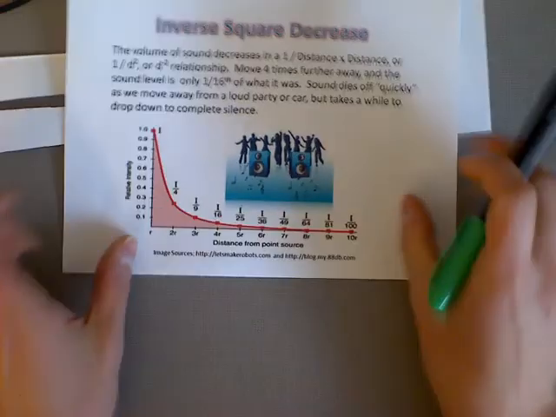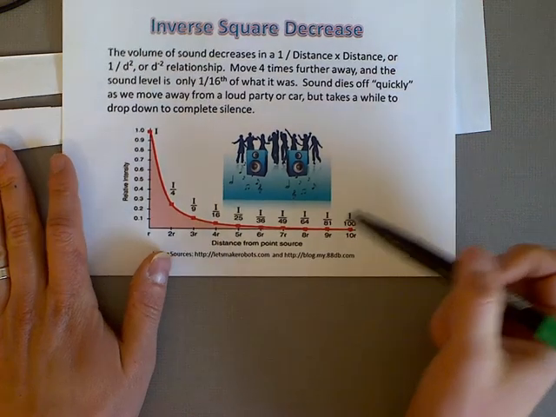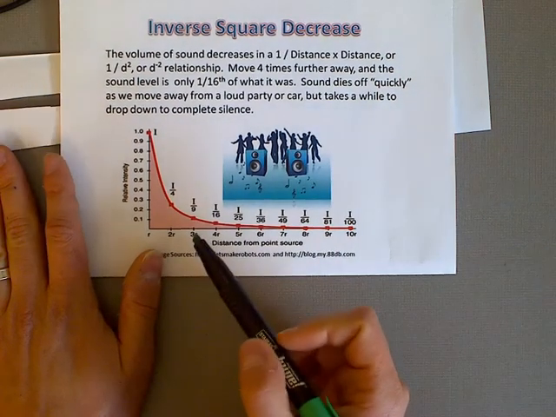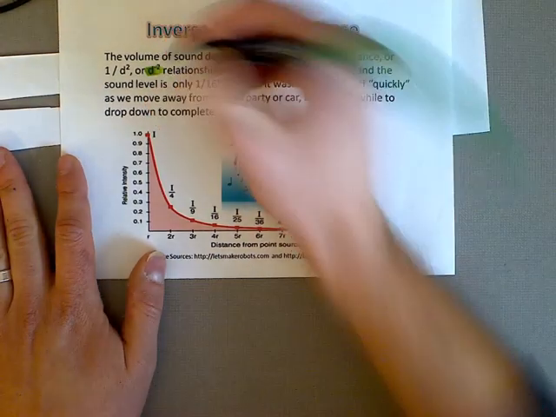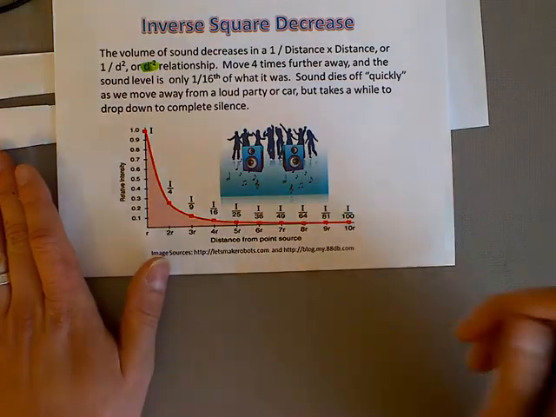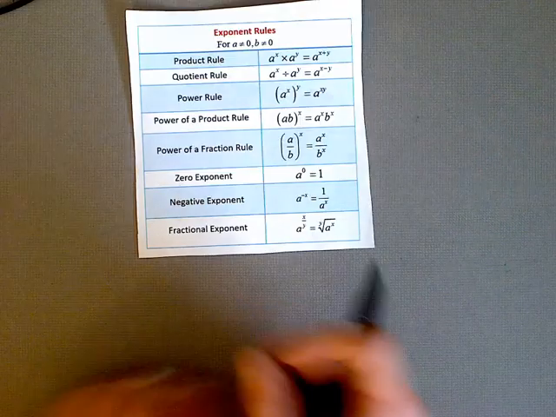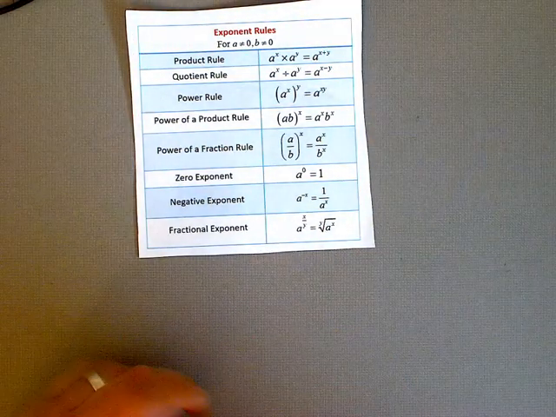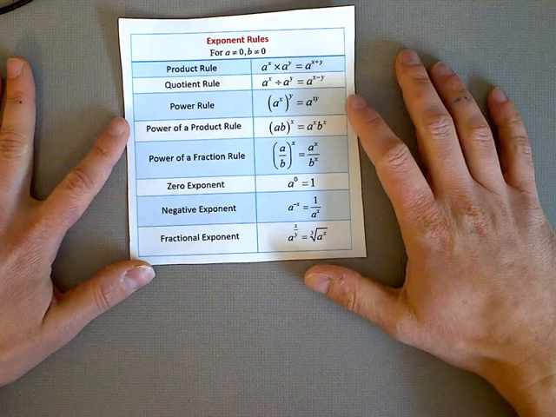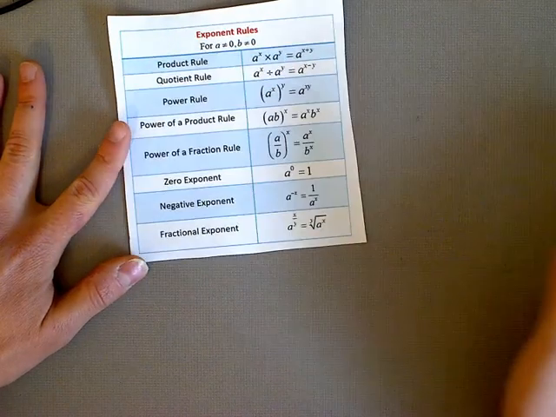For example, the energy of a source, for example sound, decreases exponentially from its distance. And that relationship can be modeled by a negative exponent. So these are very frequent applications in real life. And in order to simplify exponents, there are 7 pretty straightforward rules that you can follow. And so what we're going to do is go over a couple examples that apply these rules to simplifying exponents.